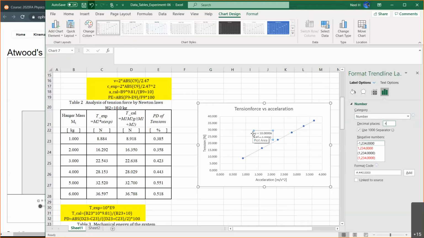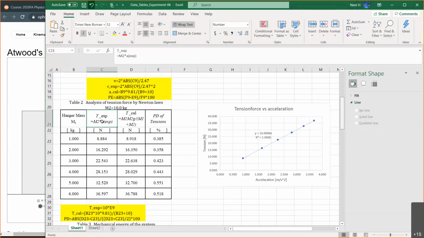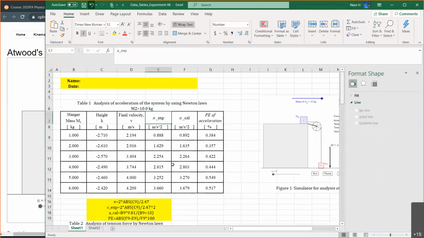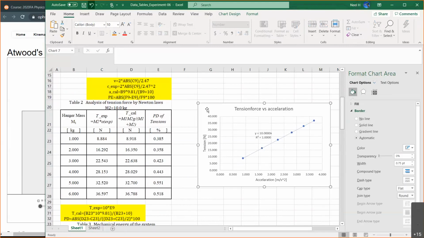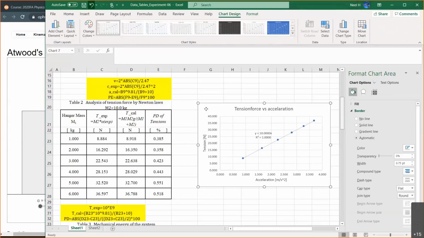But however, I have these experimental values, right? CT experiment and A experiment. Let's do the same graph with that. You can make a new graph, but I would like to just add the data here. Double click this one. Double click anywhere on the graph sheet.